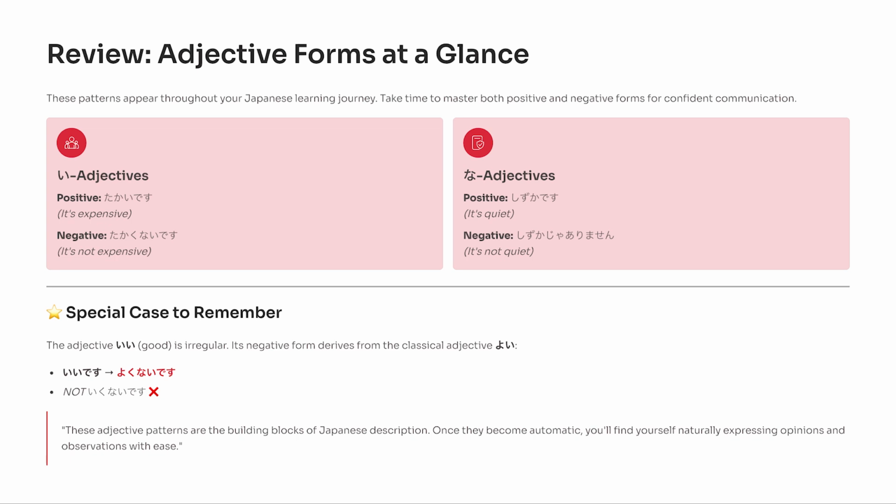As you continue studying Japanese, you'll use these adjective forms again and again when describing people, places, food, experiences, and opinions. The more familiar these patterns become, the more naturally you'll be able to communicate in Japanese. Think of today's lesson as building the foundation for future conversations. Once these adjective patterns become automatic, expressing your thoughts in Japanese will become much easier and more natural.